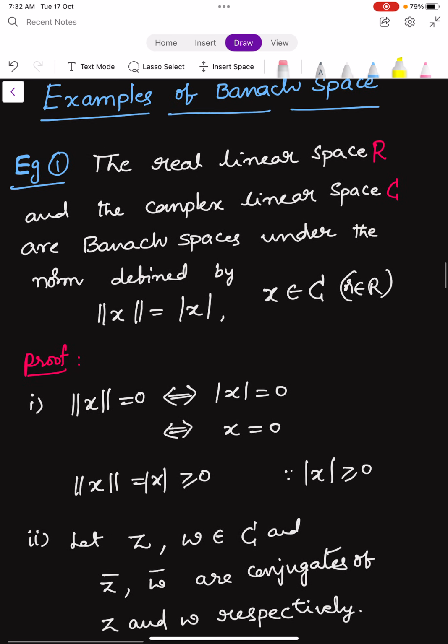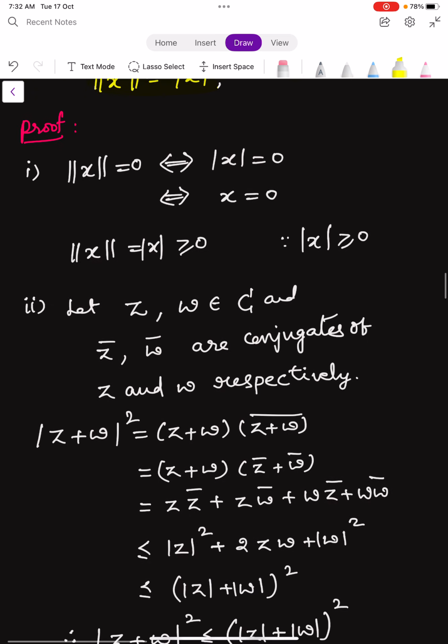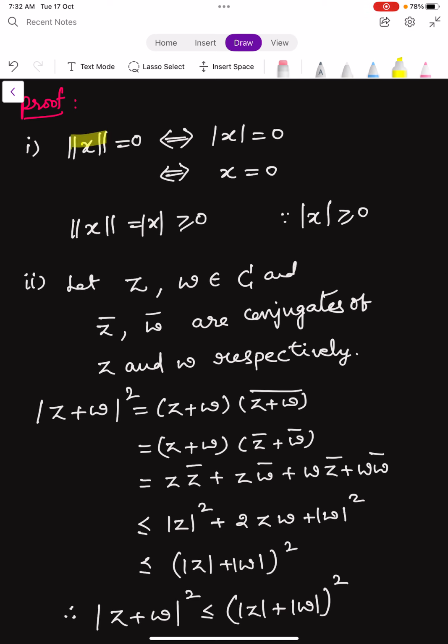Let us see the first example, which is very basic and trivial. Example number 1. The real linear space capital R and the complex linear space capital C both are Banach spaces under the standard norm defined by norm x is equal to mod x for all x belonging to capital C or capital R. We prove this example. Norm x is equal to 0 implies and is implied by mod x equal to 0, which implies and is implied by x equal to 0.